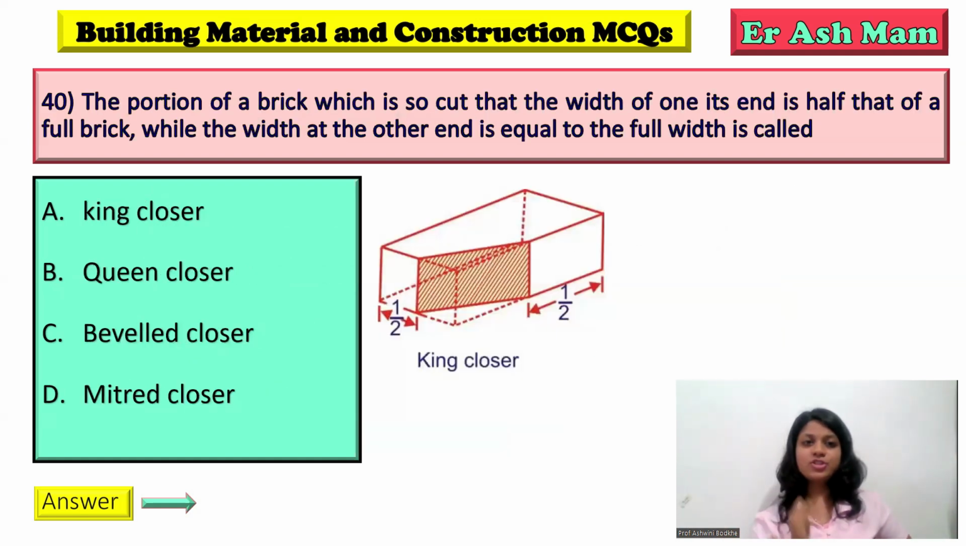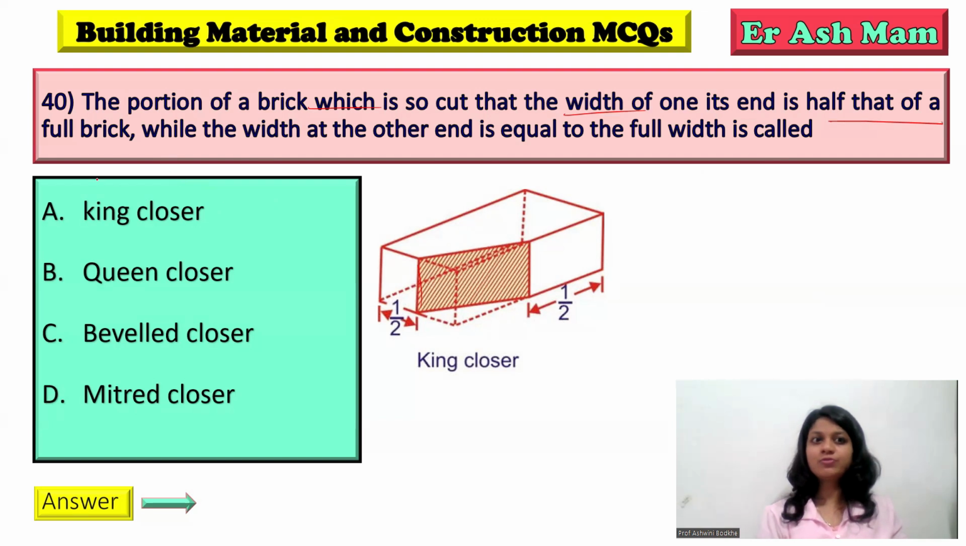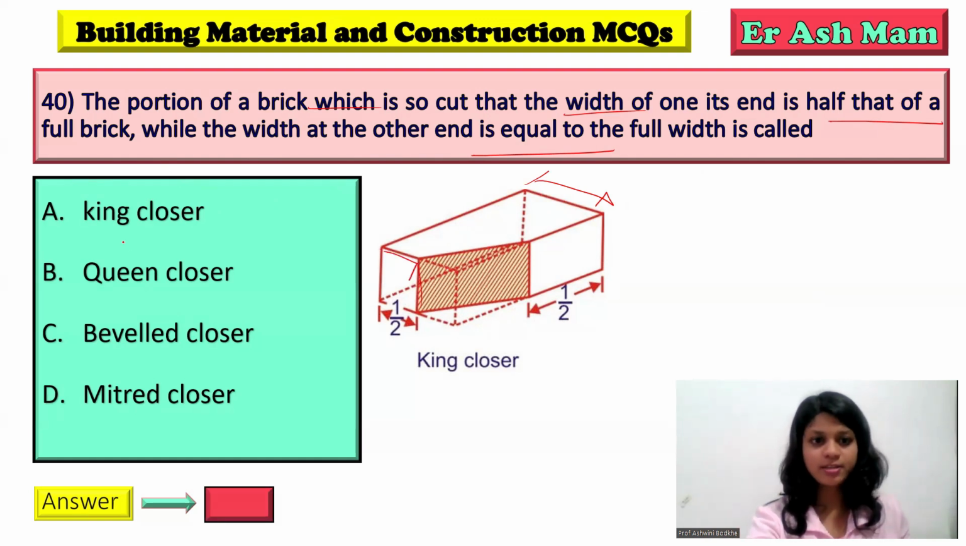And here is the last question. The portion of brick which is so cut that the width of one end is half. So you can see if it is brick, then just cut half of width of the full brick, and its end is half that of the full brick, while the width at the other end is equal to the full width. Other end, full width, and this end is half width. It's called as king closer. Okay, answer is A.